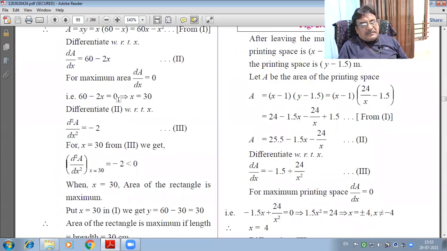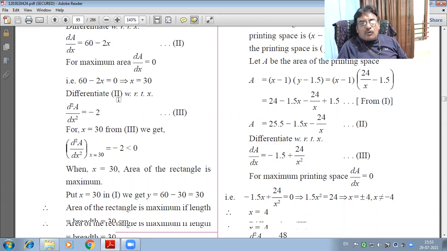The deleted part, that is from the board book, we highlight the deleted part in yellow color.